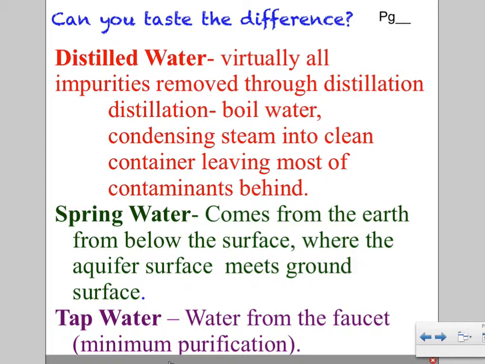So that's tap water. Tap water is what comes through our drains, for our showers, for washing our dishes, washing our clothes, cooking with, drinking out of the water fountains, flushing our toilets, washing our hands. That's what tap water is, and that's what most of us use. Any questions so far? Okay.